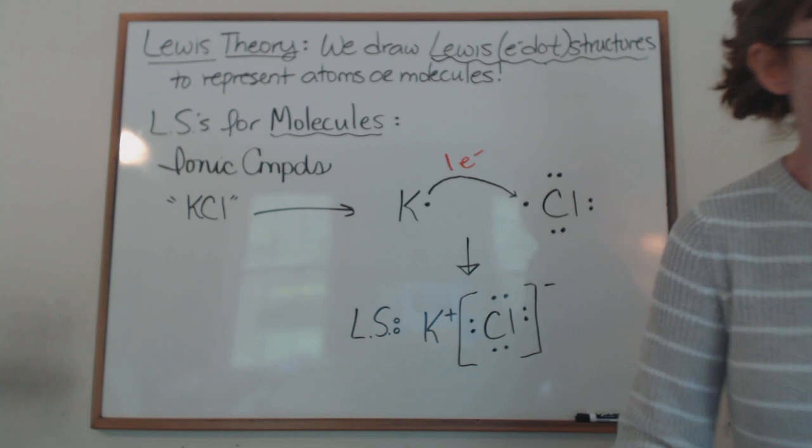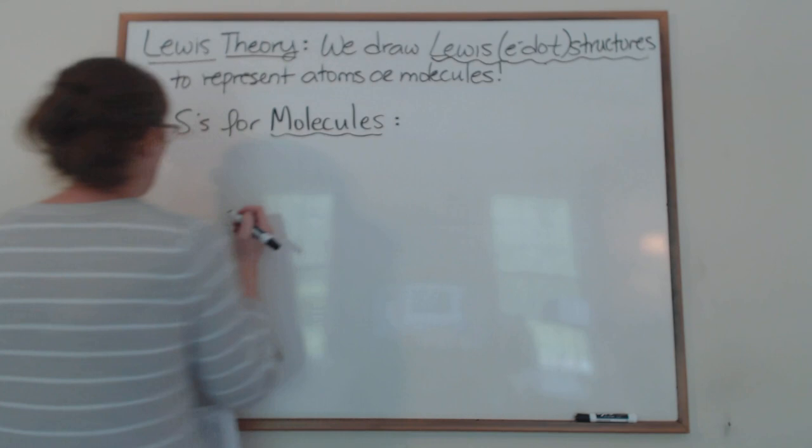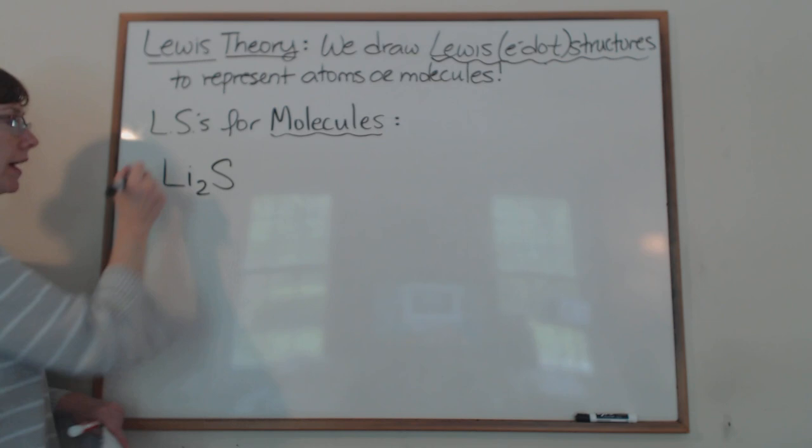Okay, now let's go ahead and do at least two more of these just to make sure we see it. And then we're going to get into molecular compounds, which have covalent bonds. That's a little bit more useful. Let's go ahead and do something like lithium sulfide. Lithium sulfide, that's another ionic compound, and I know that because we have a metal and a non-metal.